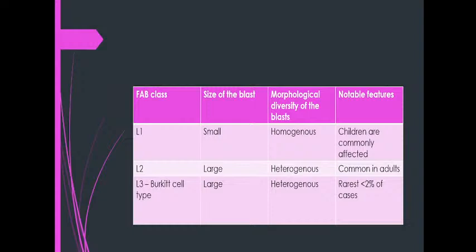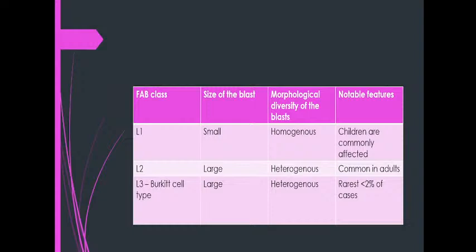Medyo parehas pa rin, sir. Morphological diversity of the blasts: in L1 they are homogeneous, they look the same, morphologically similar. But for L2 and L3, these are commonly heterogeneous. Another notable feature, in L1 children are commonly affected, and for L2, adults are commonly affected. Okay? So you might see a case presentation.